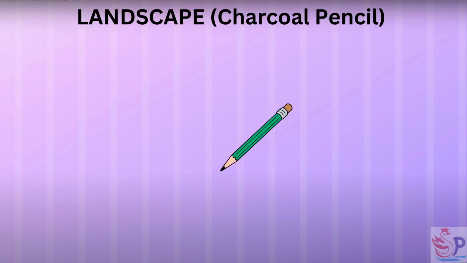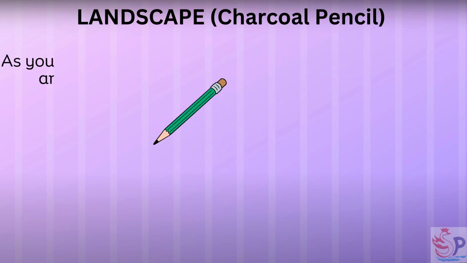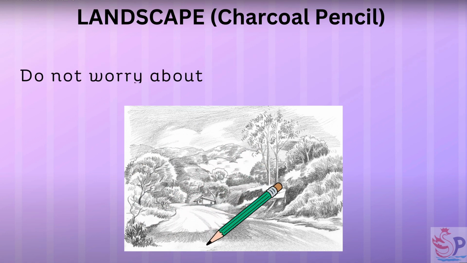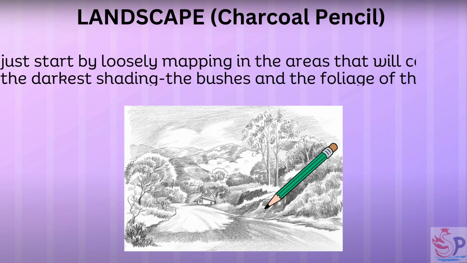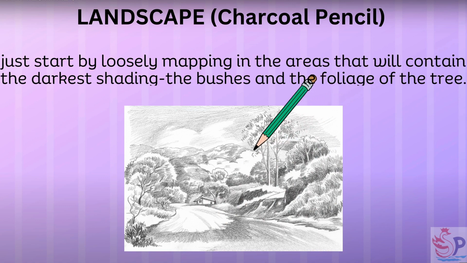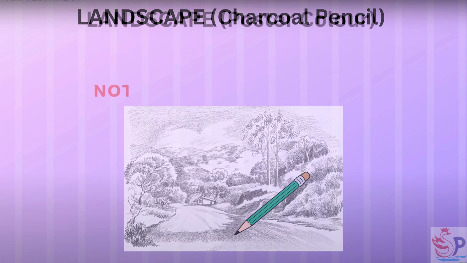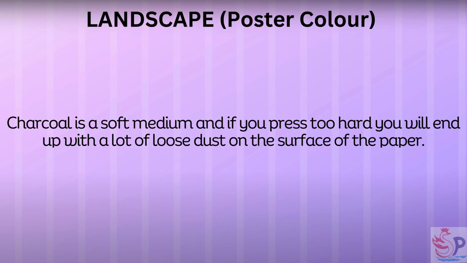Landscape. Charcoal pencil. This landscape has been drawn on cartridge paper with a charcoal pencil. As you work, you will soon get used to the feel of charcoal and enjoy the way it glides softly over the paper. Do not worry about detail and tight outlines. Just start by loosely mapping in the areas that will contain the darkest shading, the bushes and the foliage of the tree. Do this by using the side of the sharpened end of the pencil. Note: charcoal is a soft medium, and if you press too hard you will end up with a lot of loose dust on the surface of the paper.